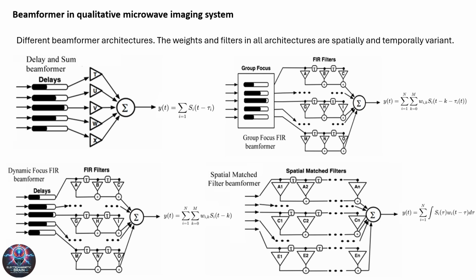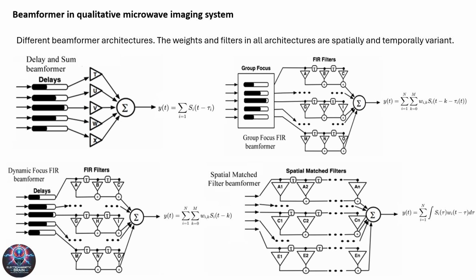Delay and sum beamformer is the simplest beamforming method. In this architecture, signals, S parameters, received by multiple antennas are aligned using time delays. These delays ensure that signals from a particular direction or region of interest are in phase, and then they are summed to create a focused signal.